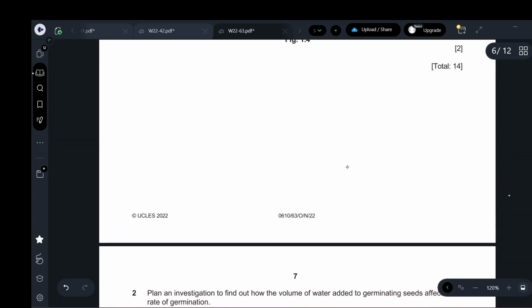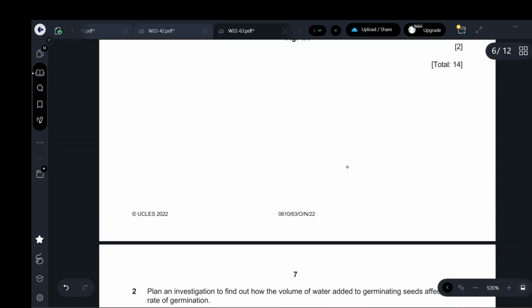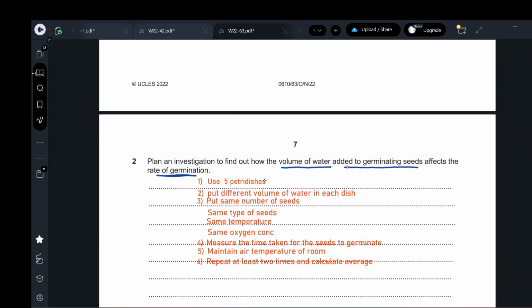Question 2. He started with plan an investigation. Actually, this exam had 3 questions. Plan an investigation to find out how the volume of water added to the germinating seeds affects the rate of germination. I'm going to follow my steps. Use 5 petri dishes, okay? Put different volumes of water in each dish. Put the same number of seeds, the constant variable, same number of seeds, same type of seeds, same temperature and oxygen concentration.